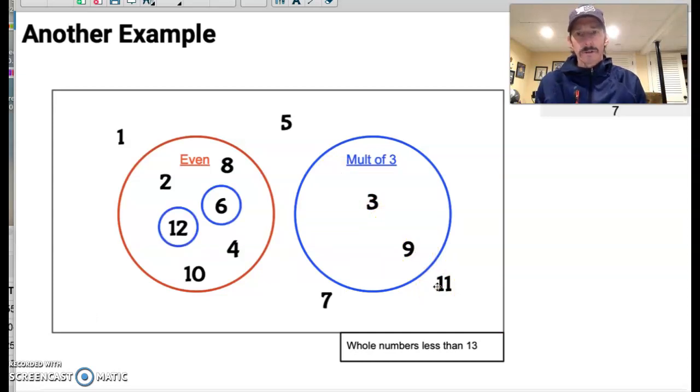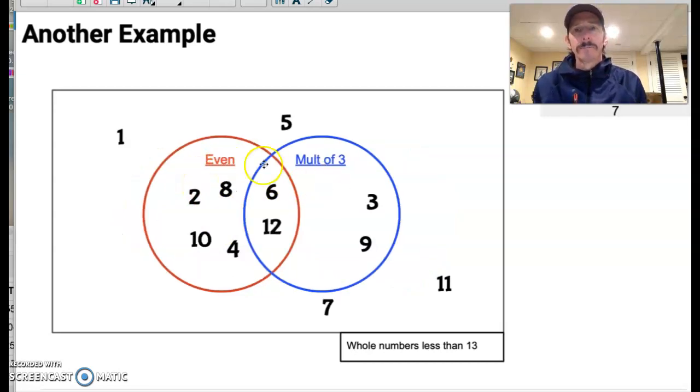But you will notice that 6 and 12 are also multiples of 3 at the same time as being even. So instead of having separate circles around them in the middle of this other circle, I can merge them into an overlap here. So 6 and 12 are the intersection between even numbers and multiples of 3.